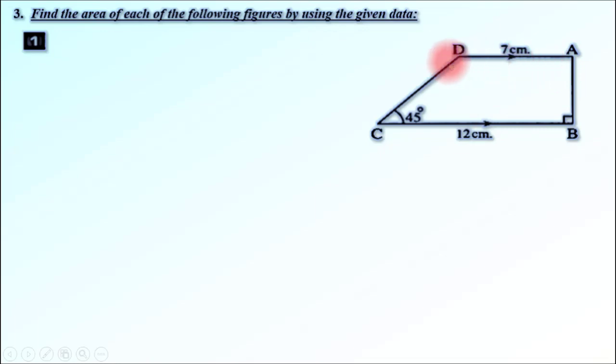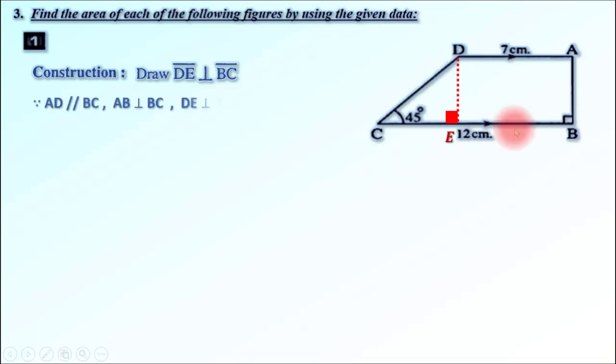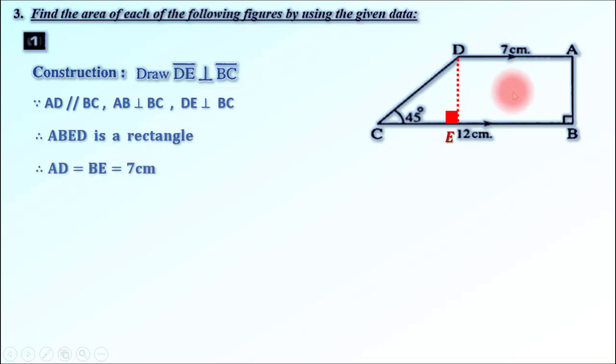We have the length of the two parallel bases, but we don't have the length of the height. To find the length of the height, we will make a construction. Draw DE perpendicular to BC. Since AD is parallel to BC and AB perpendicular to BC and also DE perpendicular to BC, therefore ABED is a rectangle. In a rectangle, each two opposite sides are equal in length.